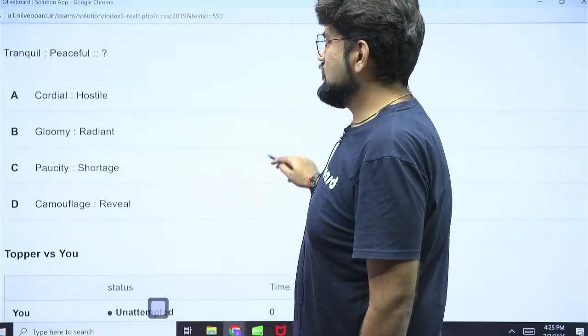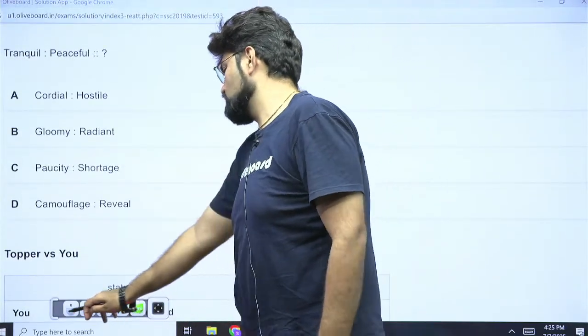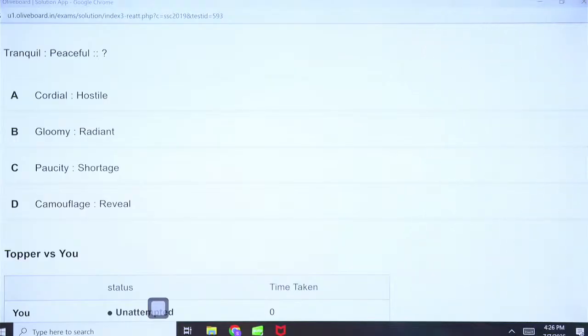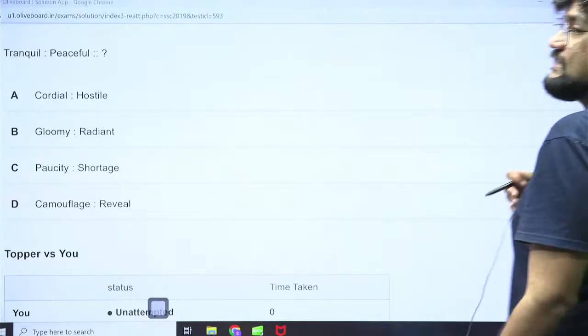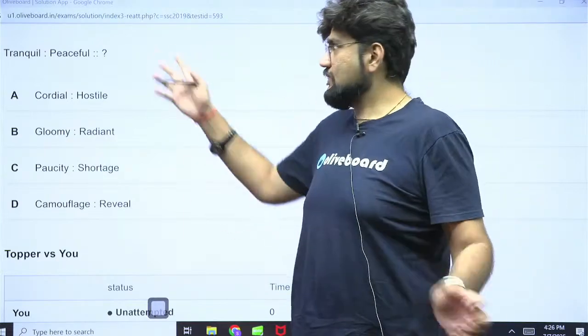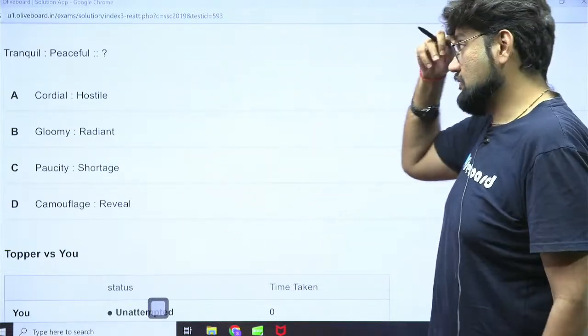20 seconds. Pretty easy to figure out. Simple English vocabulary based question. Tranquil and peaceful, they are both synonyms of each other, right? They can be used synonymously, right? Similar meanings. Tranquility, and we often use it like this only. Peace and tranquility. You might have heard of this phrase, peace and tranquility. So basically it's because they both are similar in meanings.